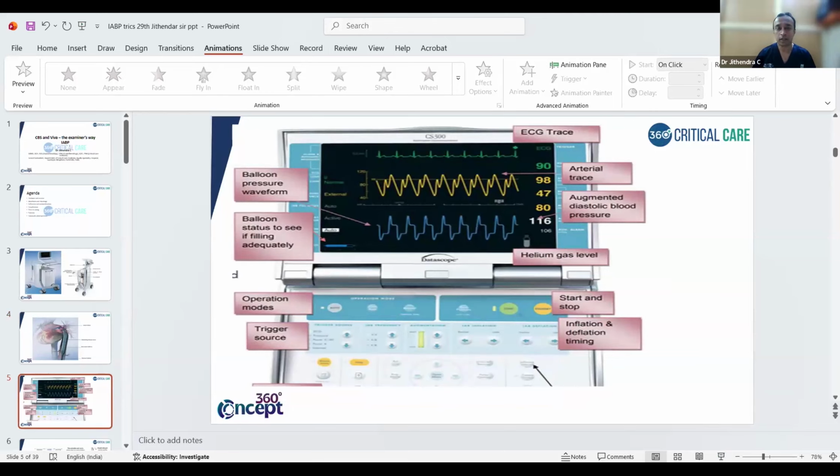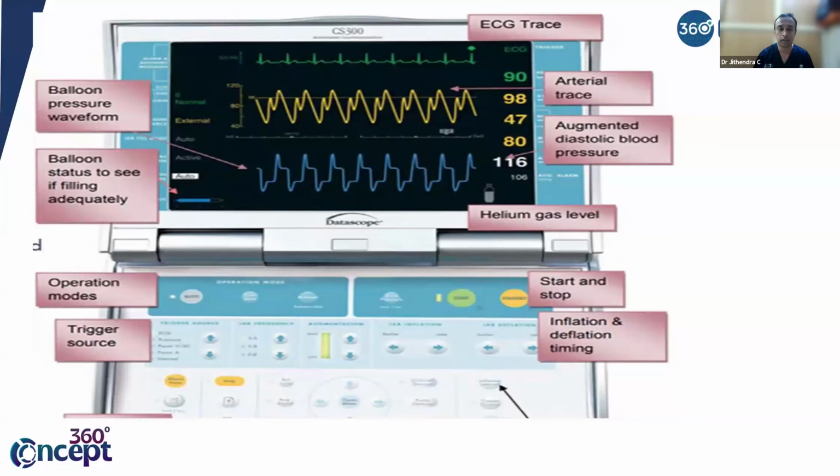So this is the console's picture, the display picture. The top one is the monitor of your console. The top green line is your ECG, and you get the heart rate from the ECG. Next, you have your arterial waveform, the one in yellow. It can be in different colors, that doesn't matter. Next below that in blue is your IABP inflation waveform, the balloon pressure. What is the pressure in the balloon? That is what will be displayed there.